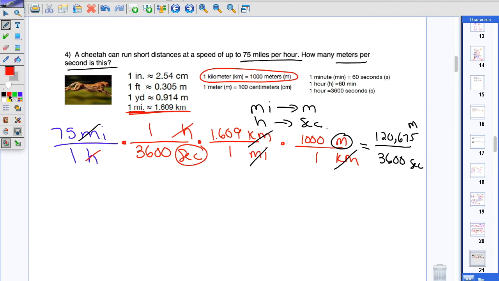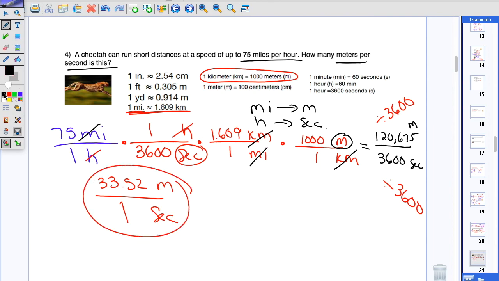Divide your numerator and denominator by your 3,600 seconds. And we end up getting 33.520, or 33.52 over 1. So that would be meters over seconds.